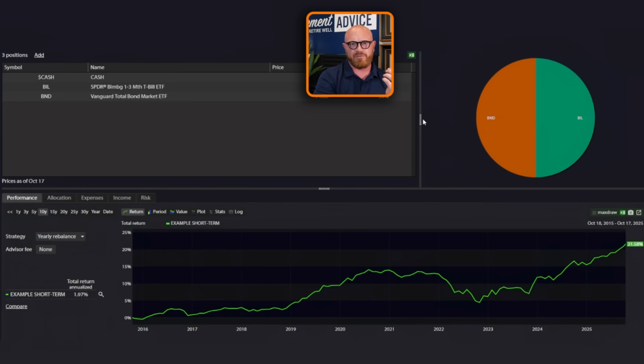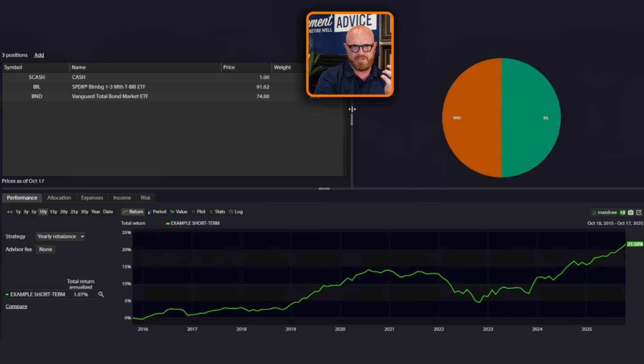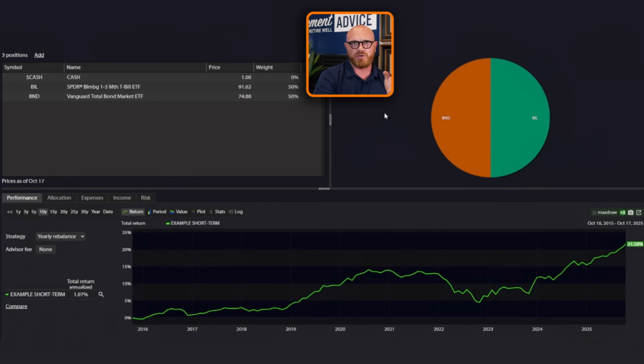So on the screen in front of us, I'm in my investment software called Quanti, and I've put together an example short-term 5-year investment portfolio that somebody could look at that might make sense. What this has is half of the money invested in a broad bond index fund, BND. This is a Vanguard total bond market ETF, and half of the money invested in BIL, which is a SPDR 1 to 3 month treasury bill ETF. So this is a mixture of the broad bond index fund and short-term bonds.